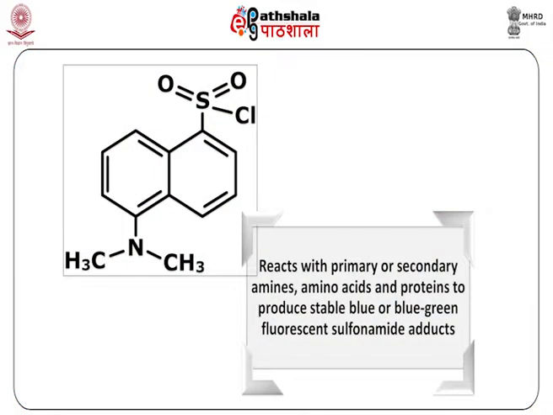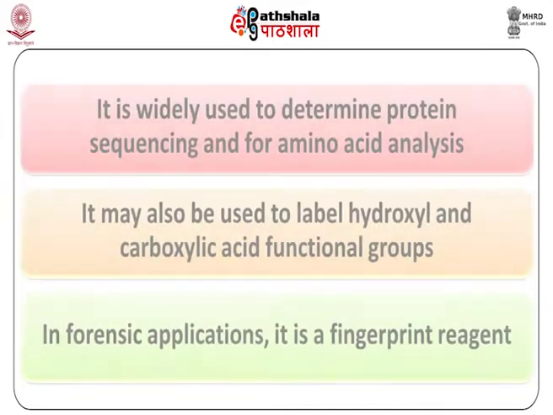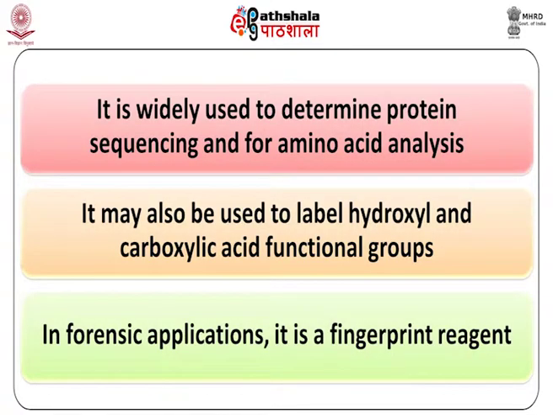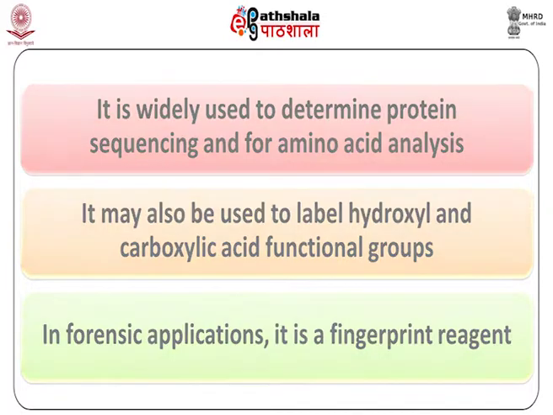Dansyl chloride, the structure of which is depicted in the figure, reacts with primary or secondary amines, amino acids, and proteins to produce stable blue or blue-green fluorescent sulfonamide adducts. It is widely used to determine protein sequencing and for amino acid analysis. It may also be used to label hydroxyl and carboxylic acid functional groups. In forensic applications, it is a fingerprint reagent.